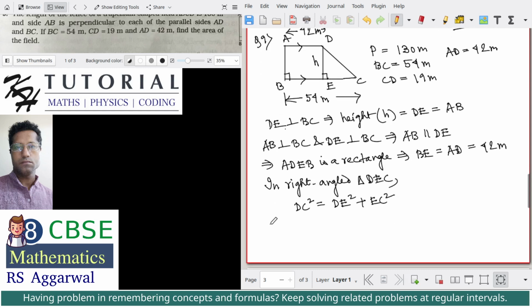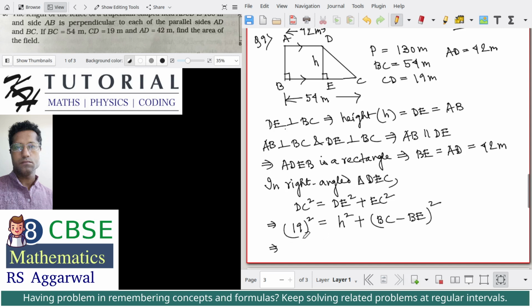Now what is DC square? DC is given as 19. So 19 square will be equal to H square plus EC square, where DE is H, the height of the trapezium. So let's say this is H. What is EC square? EC is BC minus BE.